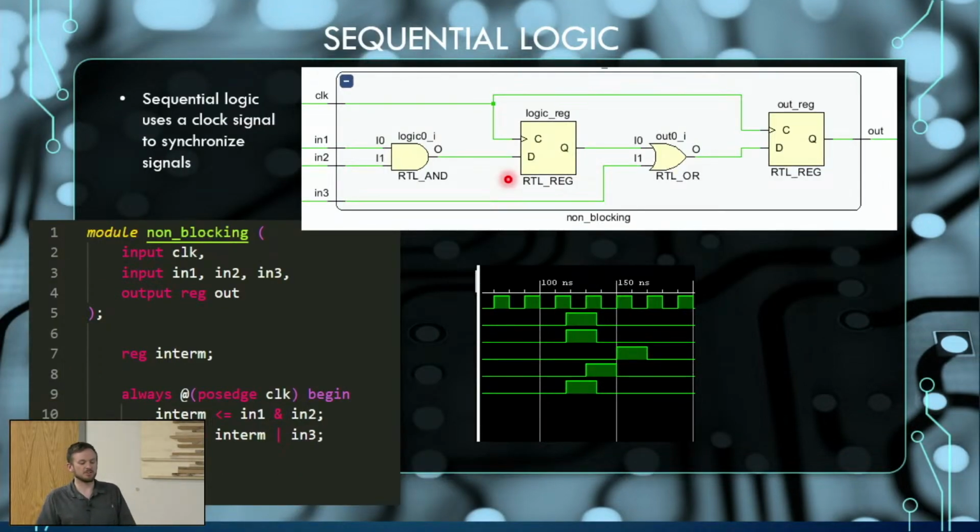Here's an example of sequential circuits. Basically, we have two registers here and here. The output register is this one. The intermediate register is this one. And we have what's called an always block.